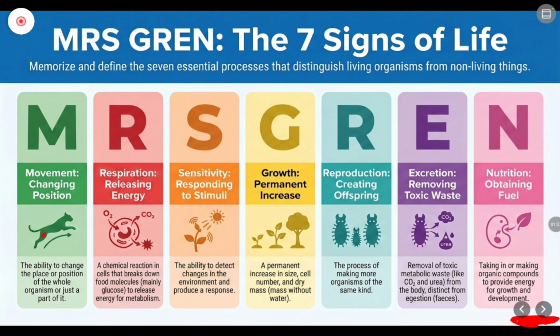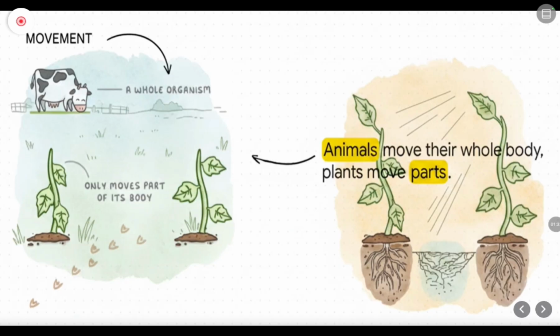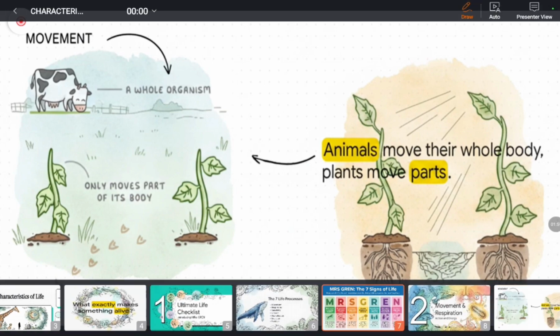If you want to see an example for that, let us consider this example. Now for this part, you can see a cow, right? And this is a whole organism, causing a change in movement, where it can move its legs and move anywhere in the field, right? But animals move their whole body, while plants move only parts of their body, like the branch or the stem, but not the whole. The plant does not lift itself from the soil and go drink water. No, animals move their whole body, but plants move only parts of their body.